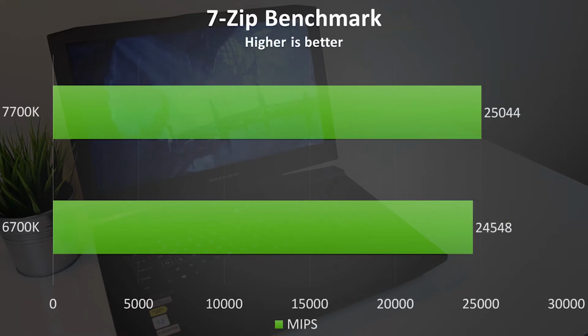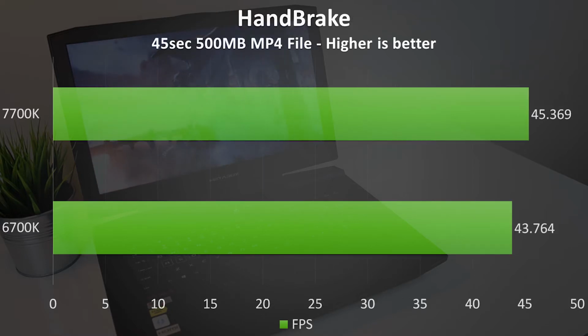The 7-zip benchmark was also very close. I ran it for 10 passes with a dictionary size of 32 MB. The 6700K got a total rating of 24,548 MIPS, while the 7700K got a total rating of 25,044 MIPS. So the 7700K was only slightly faster at compression tasks here. I then used Handbrake to encode a 500MB MP4 video file that I recorded from 1080p to 720p.